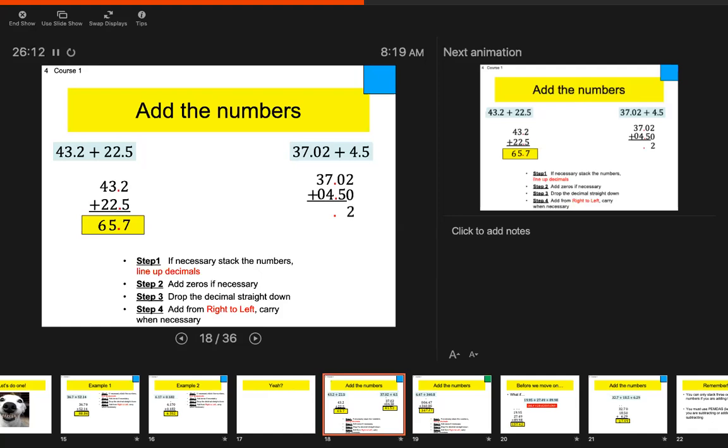0 and 2 is 2, 5 and 0 is 5, 7 and 4 is 11, carry the 1. 1 plus 3 is 4. 41 and 52 hundredths.